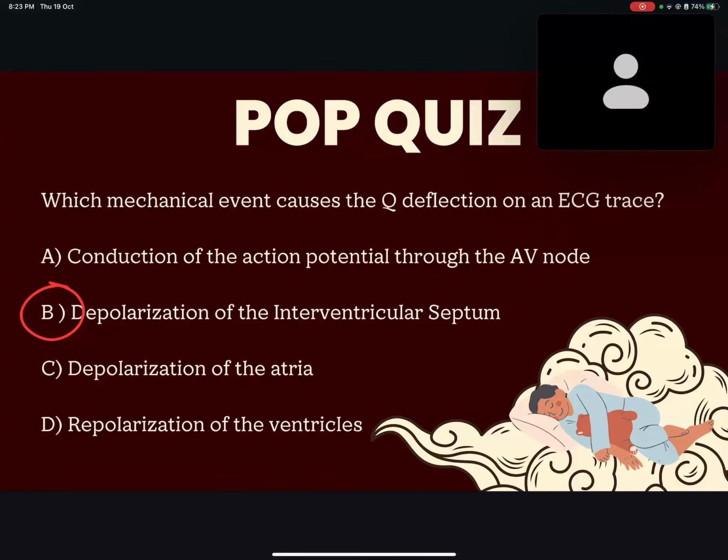P wave. Yes, P wave. And D, repolarization of the ventricles. Q wave, T wave, P wave. Yes. Now, final thing. What would cause the depolarization of the ventricles?